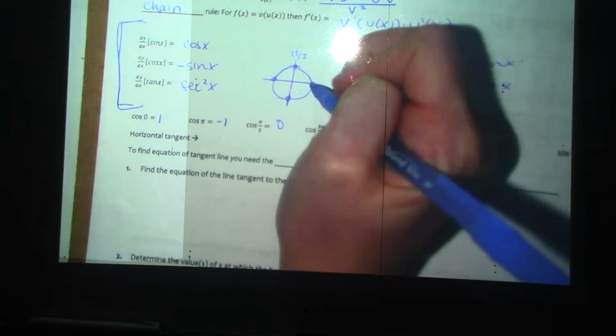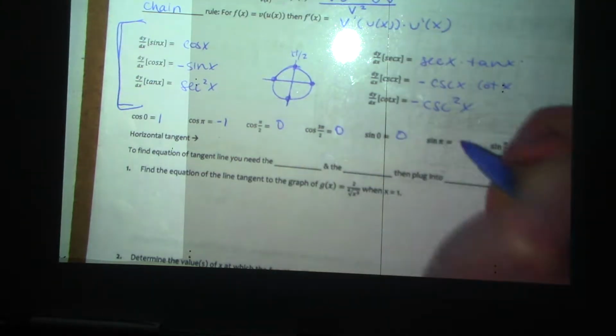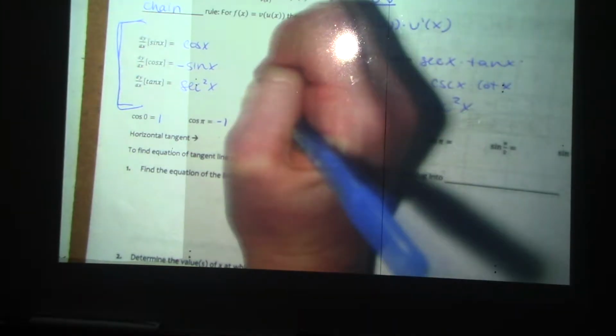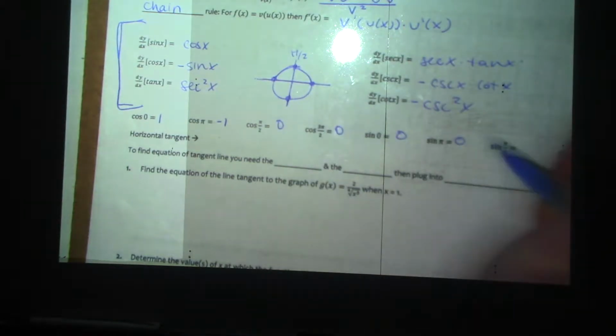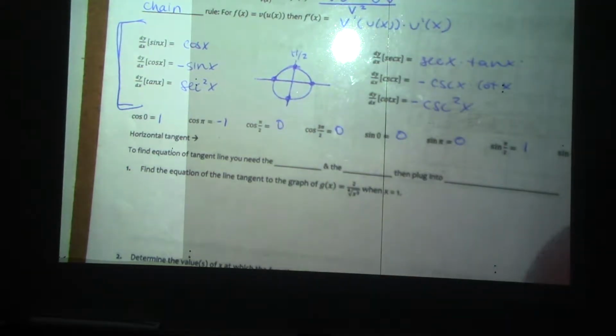Sine is your y value. At 0, your y value is 0. At pi, my y value is still 0, because I'm on the x-axis. And then at pi over 2, my y value is 1. And at 3 pi over 2, my y value is negative 1. Like this.